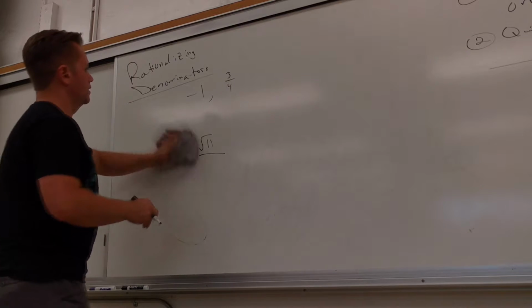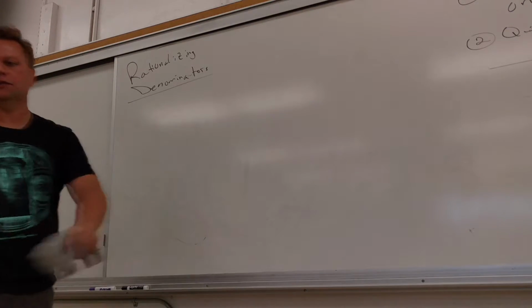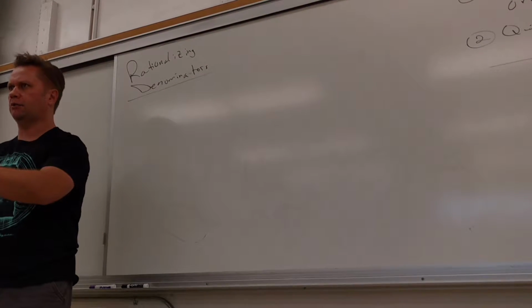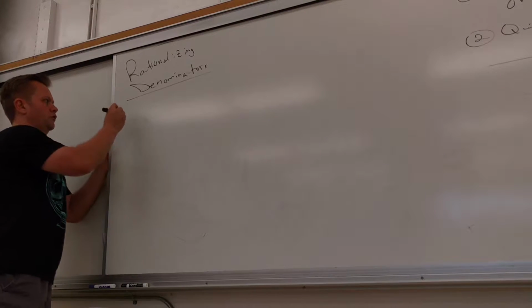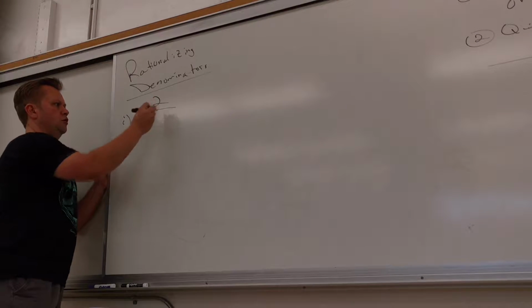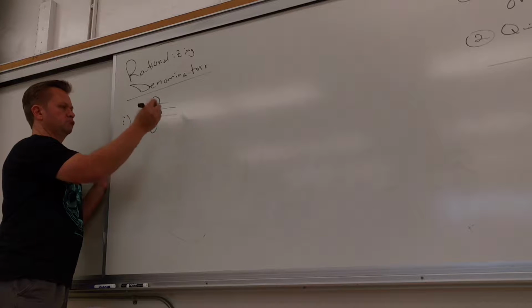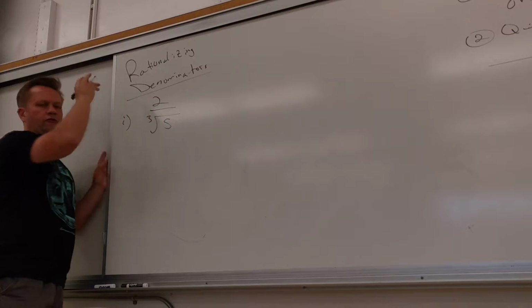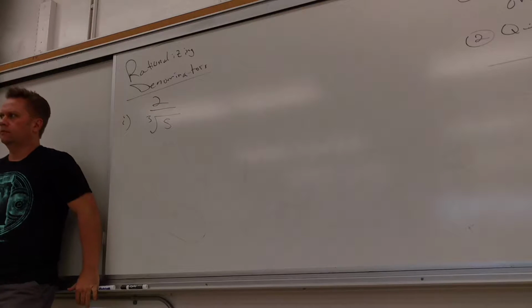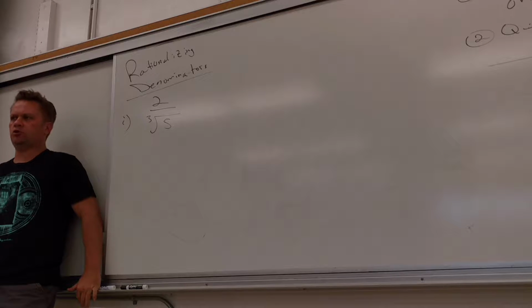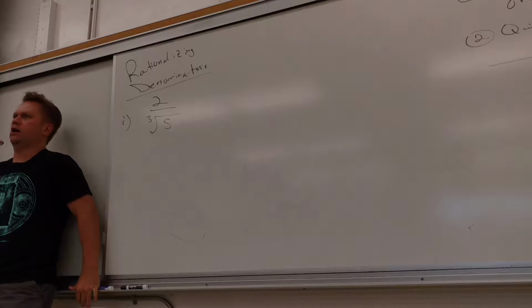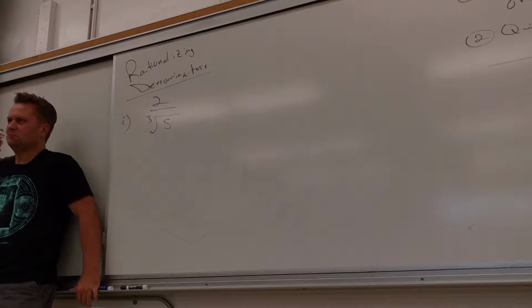And what I actually call this, I don't call it rationalizing the denominator. I call it completing the root. And you'll see what I mean, maybe. So, for example, if I have 2 over the cube root of, doesn't matter, just 5. So that bottom is so irrational. Can't even talk to it. No, this is for me.